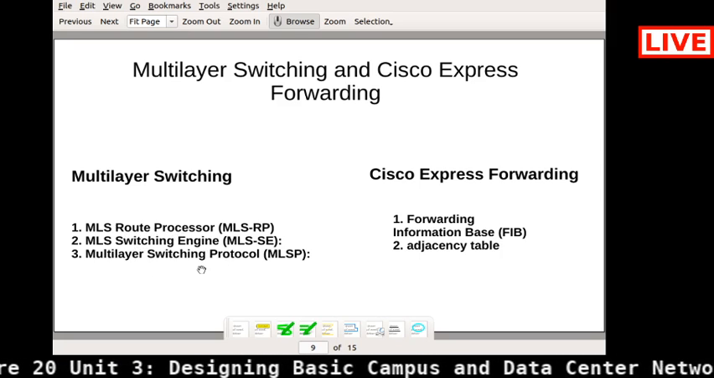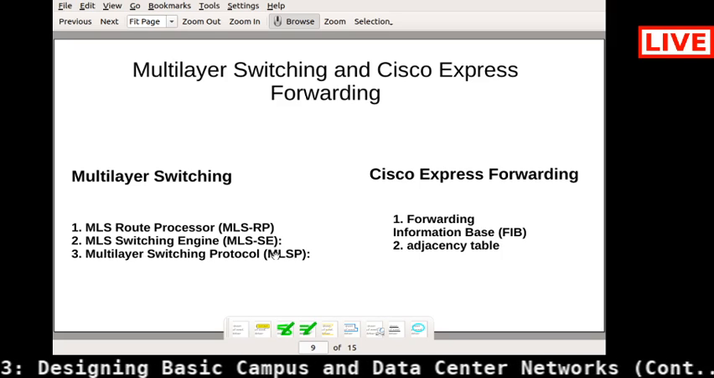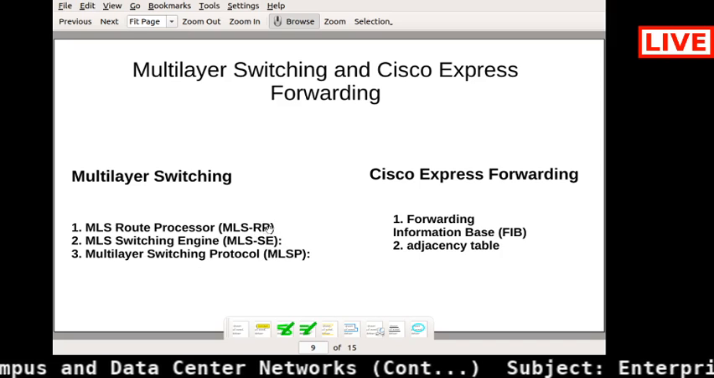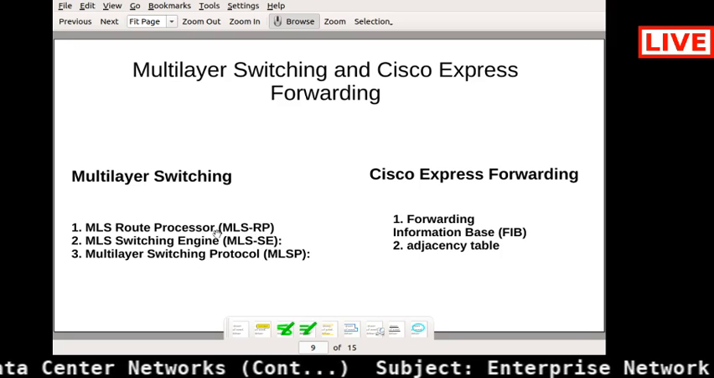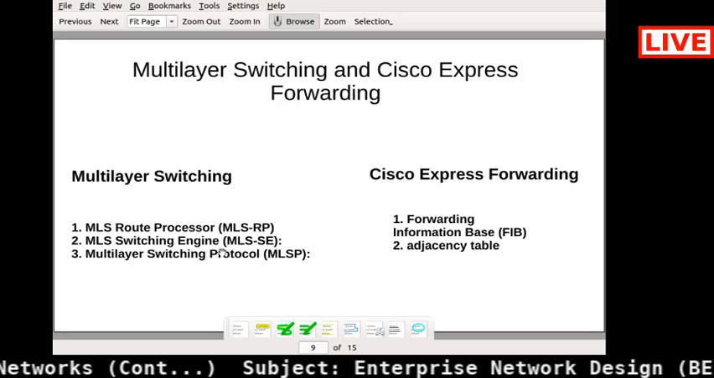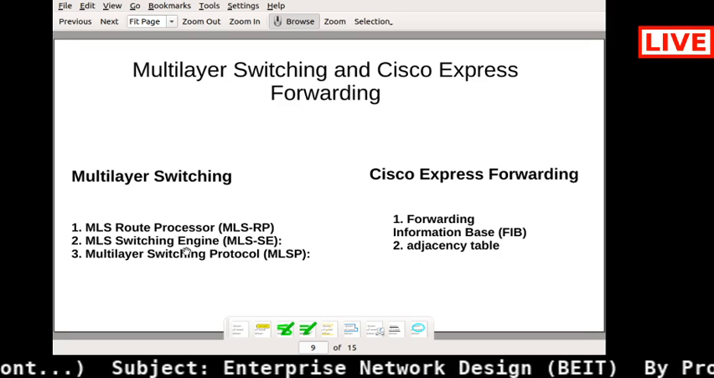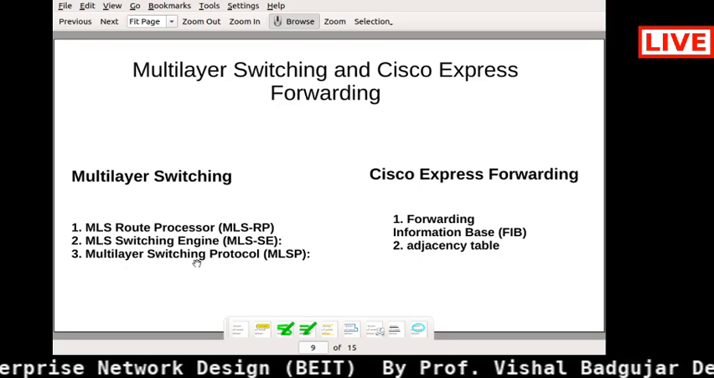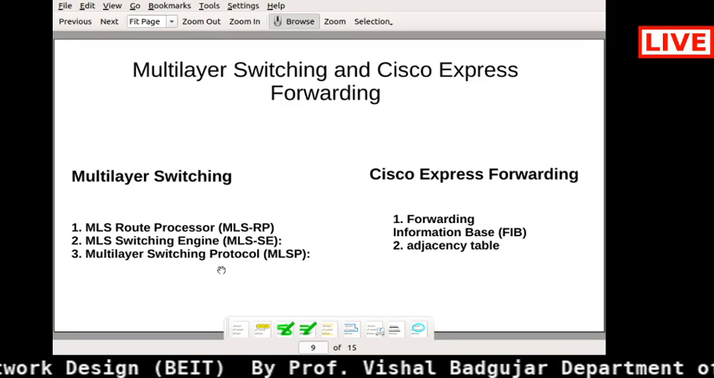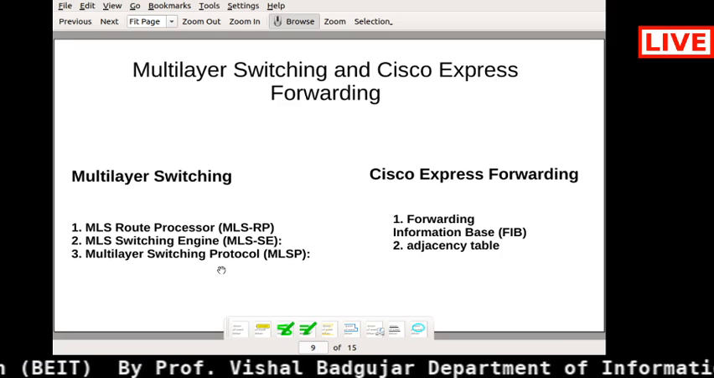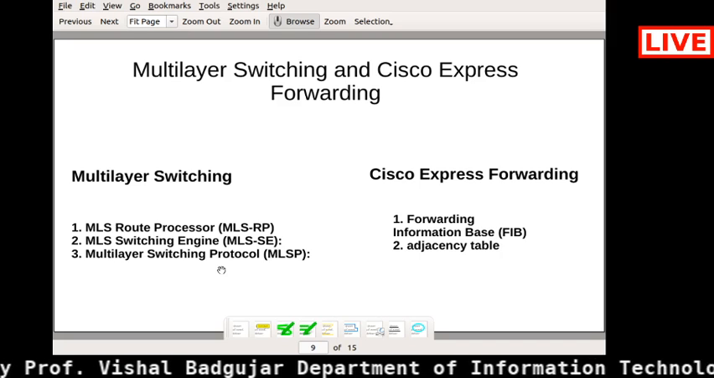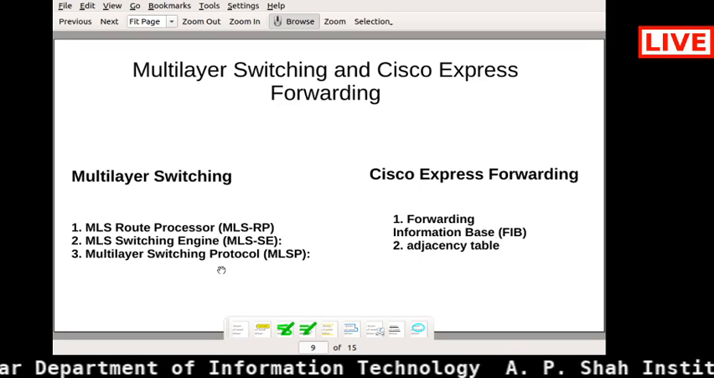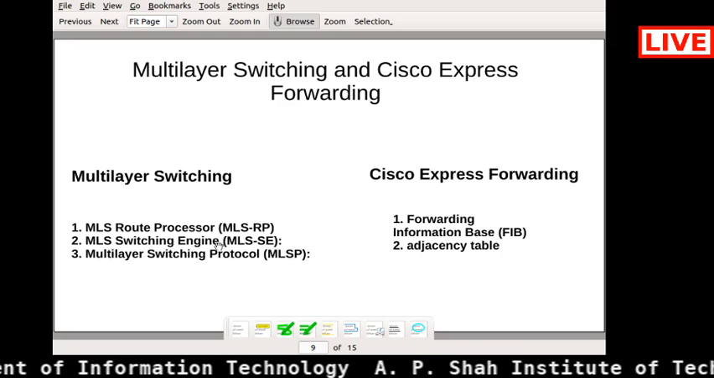We use it for communication between these two components, the MLS route processor and the switching engine. To enable communication between these two components, we use the multi-layer switching protocol, because this allows communication between devices for different LANs, where we have these route processors.